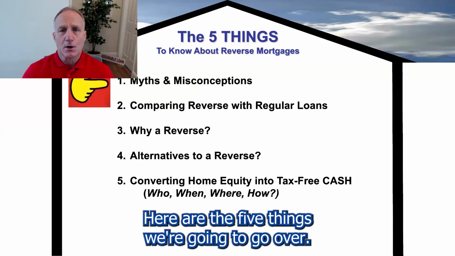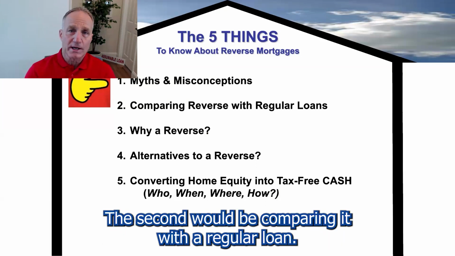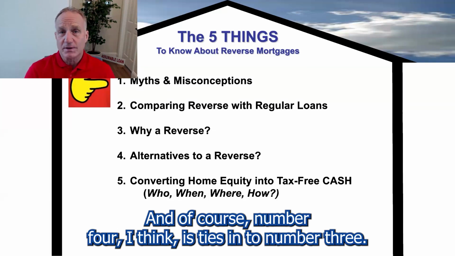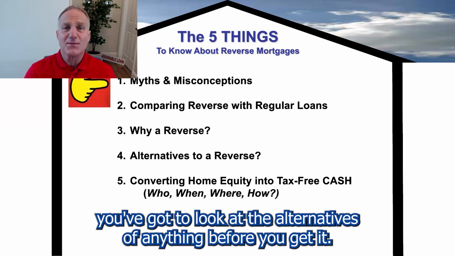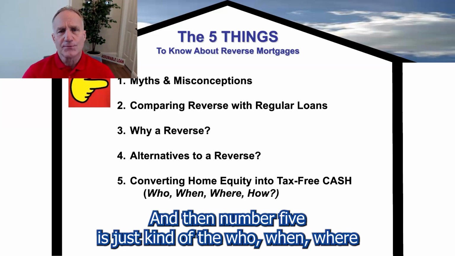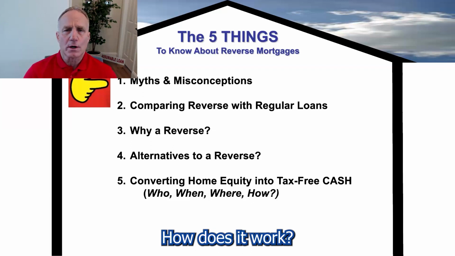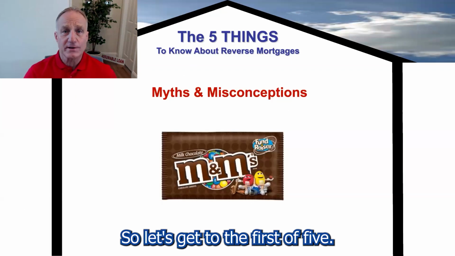Here are the 5 things we're going to go over. The myths and misconceptions is the first one. The second would be comparing it with a regular loan. The third is, why in the heck are people getting a reverse mortgage? And of course, number 4, I think ties into number 3. It's what are the alternatives? Because in life, you got to look at the alternatives of anything before you get a certain item. And then number 5 is just kind of the who, when, where, and how of reverse mortgages: how do you take the money? How does it work? What happens each month on a monthly statement, etc. So let's get to the first of 5.